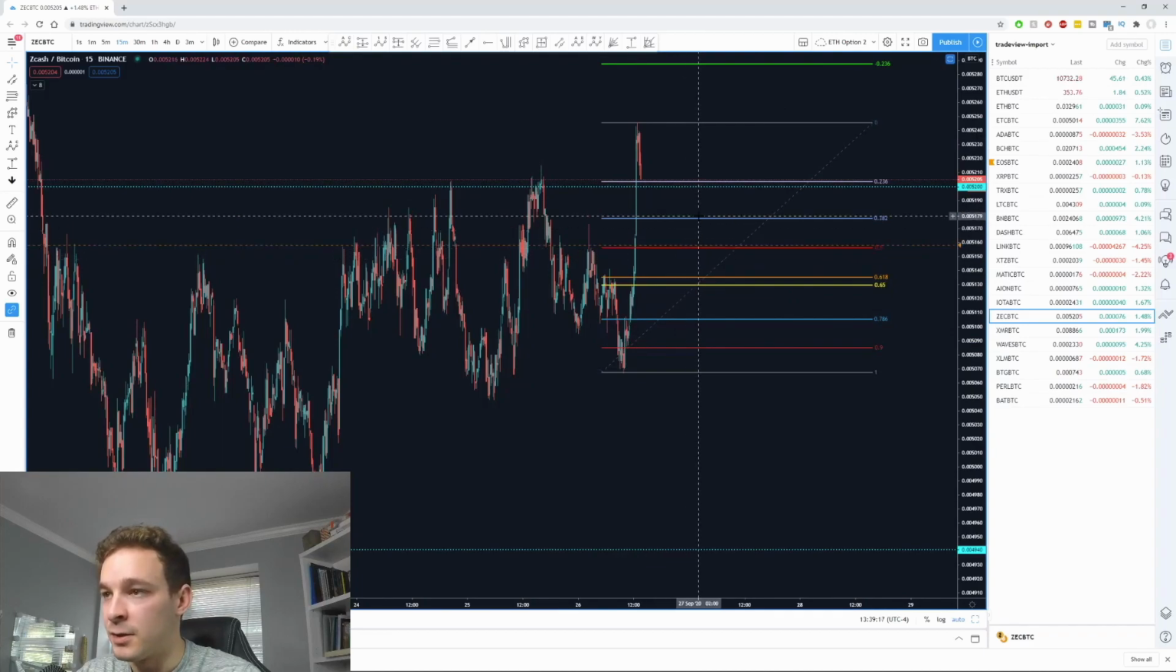If we can come down to the 50, react, and then push down once more into this golden zone, it's a trade that I would definitely consider at that time.